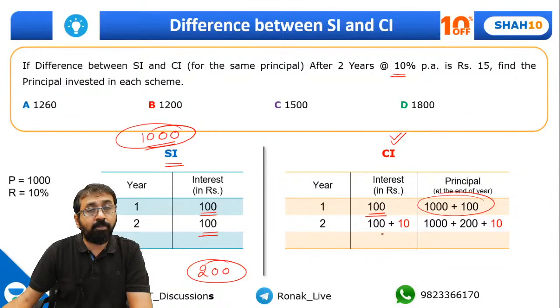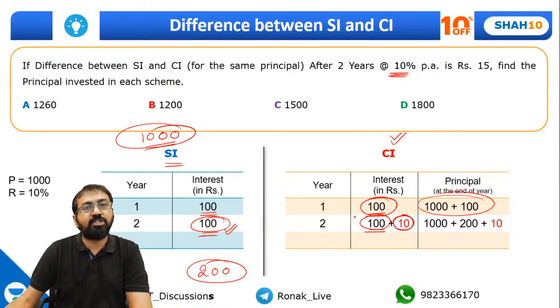So interest will come out to be 110 rupees. Can I say this 110 rupees interest is nothing but 100 rupees of usual interest that you would have seen in simple interest also, and this 10 rupees is nothing but 10% of the first year's interest, right? And that's why this total will come out to be 210, correct?